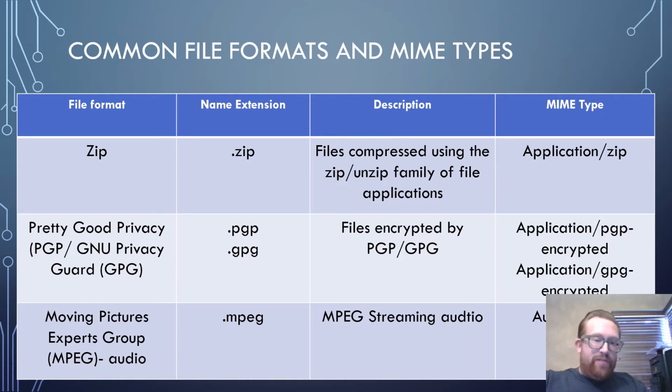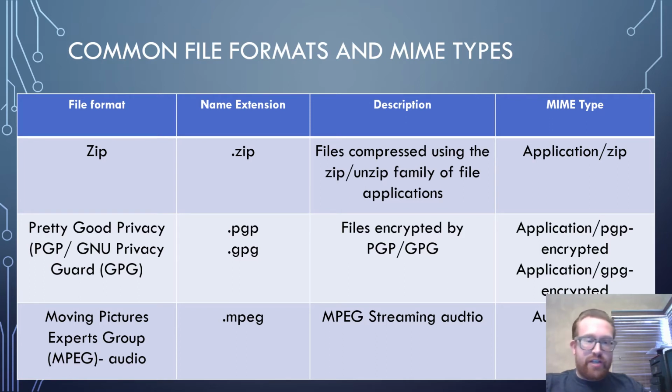Next is Pretty Good Privacy, PGP, and GNU Privacy Guard. This one was a new one to me. These are just files that are encrypted. That's all that the text really describes them as. If you're curious about them, you can look them up yourself. The MIME types are application/pgp or gpg-encrypted.